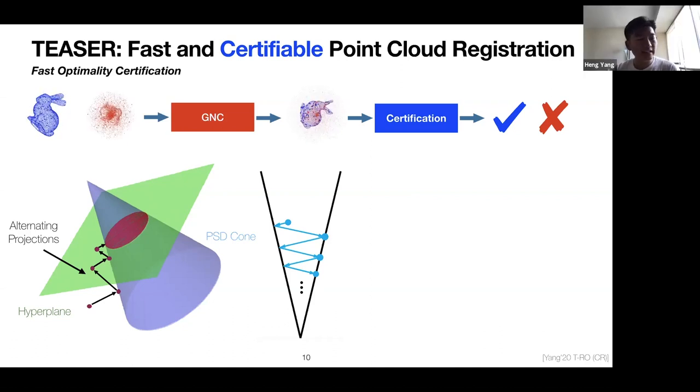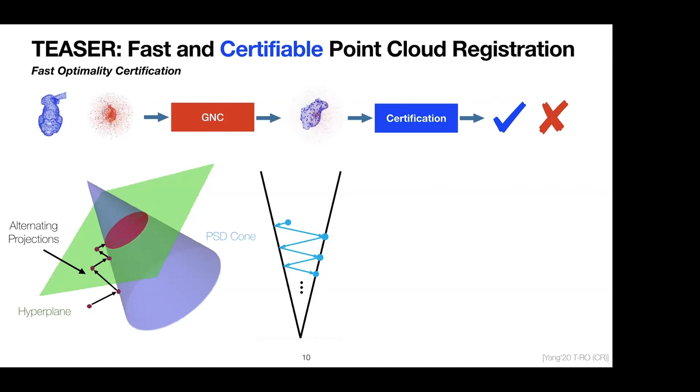I think there are at least two things that we need to take care of when using this type of alternating projection.